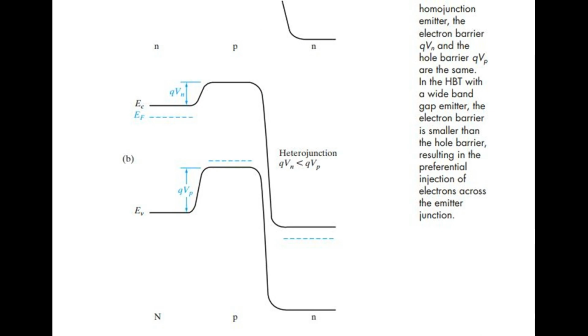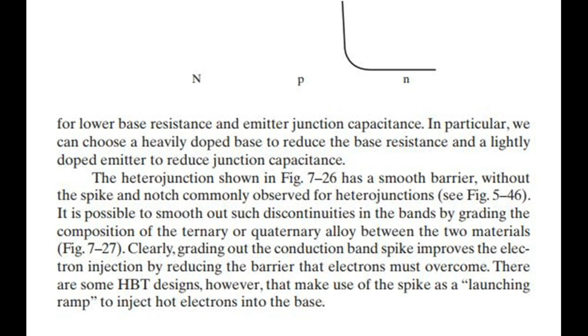The heterojunction shown in Fig. 7.26 has a smooth barrier, without the spike and notch commonly observed for heterojunctions, see Fig. 5.46. It is possible to smooth out such discontinuities in the bands by grading the composition of the ternary or quaternary alloy between the two materials, Fig. 7.27. Clearly, grading out the conduction band spike improves the electron injection by reducing the barrier that electrons must overcome.